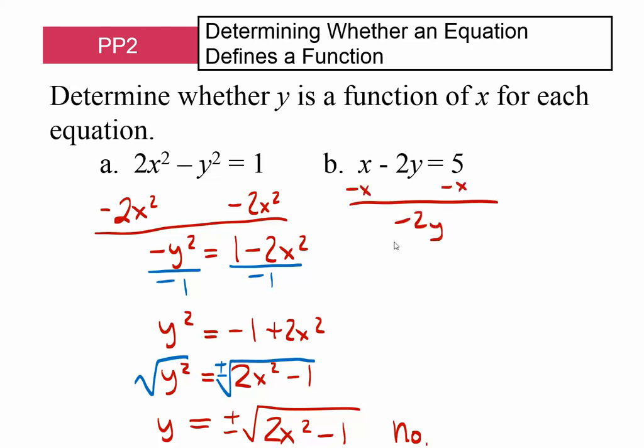Alright, subtract x from both sides. Get negative 2y is equal to negative x plus 5. Divide through by negative 2. y is equal to 1/2 x plus or minus 5/2.